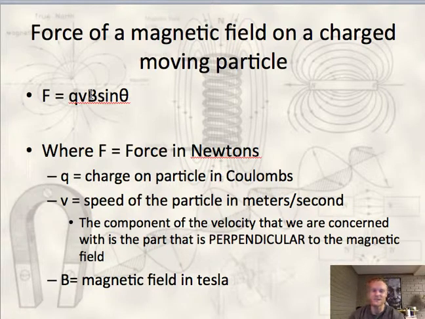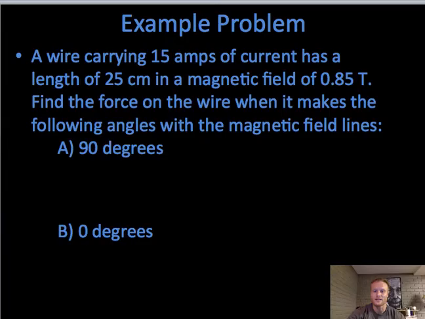Again, it's the same exact reasoning why you have that sine there as in the previous slide. Basically, we're only interested in the component of the particle that's traveling perpendicular to the magnetic field. So if the particle and the magnetic field are parallel to each other, you'll have no force. Okay, they have to be perpendicular to each other. So kind of keep that equation in mind. You'll probably see some problems where you're using this. Let's take a look at an example problem.